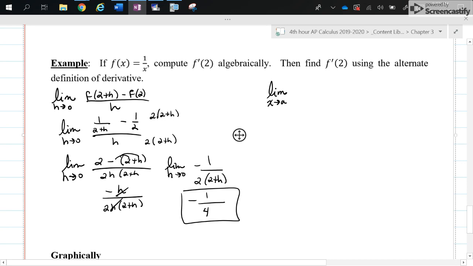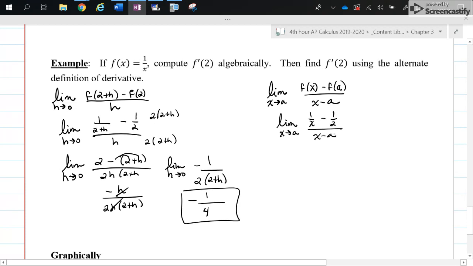Do the alternate definition of derivative, finding f prime of 2. So we want the limit as x approaches a of f of x minus f of a over x minus a. So in this case, we have the limit as x approaches a, f of x would be 1 over x, minus f of a, which in this case would be 1 over 2, over x minus 2, excuse me. So we're finding the derivative at x equals 2. So in this case, your a is 2.